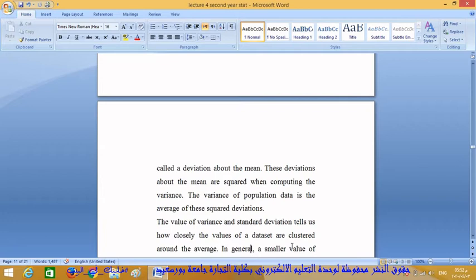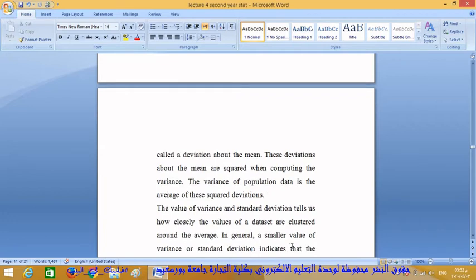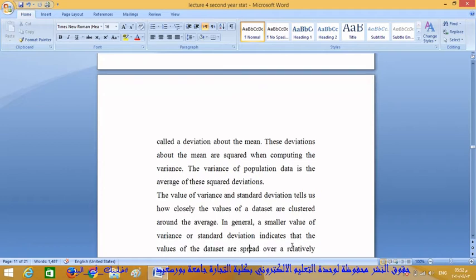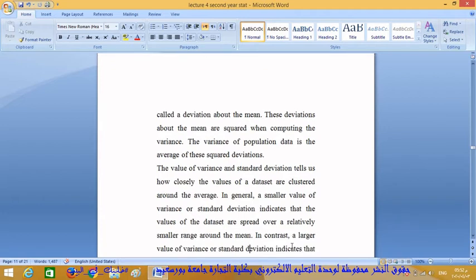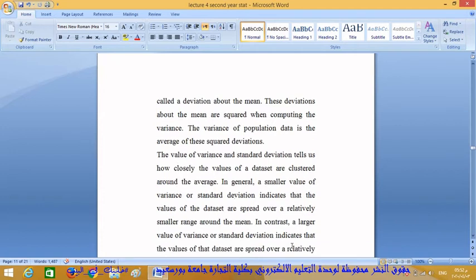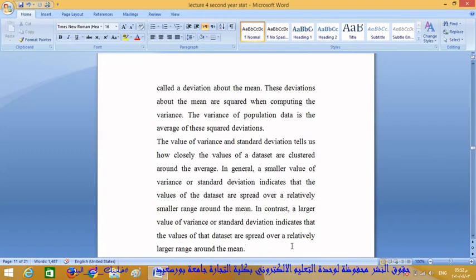In general, a smaller value of variance or standard deviation indicates that the values of the data set are spread over a relatively smaller range around the mean. In contrast, a larger value of variance or standard deviation indicates that the values of the data set are spread over a relatively larger range around the mean.